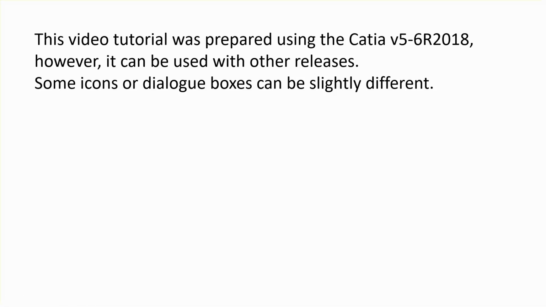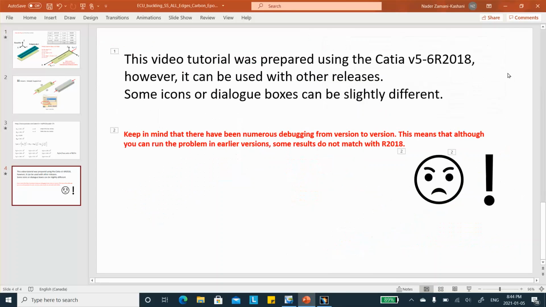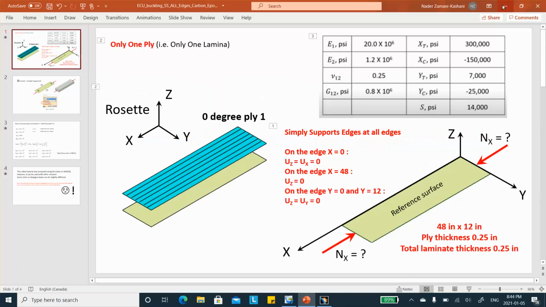Catia run was done with V5-6R 2018. And if you do it with the other releases of Catia, dialog boxes may be a little bit different. And unfortunately, there are situations where there were also some bugs in displaying stresses, particularly components of stress in other releases of Catia, which have been corrected to a great extent in this version. Okay, good. So let's put this thing on the side here.